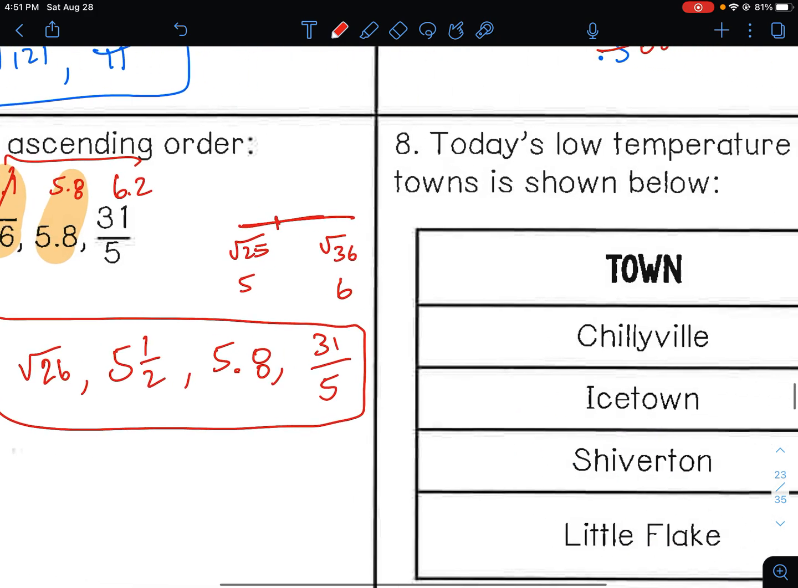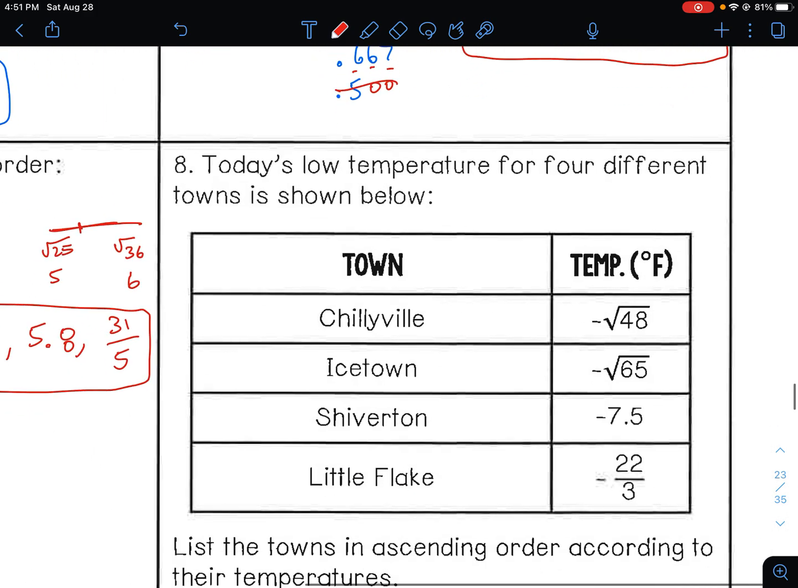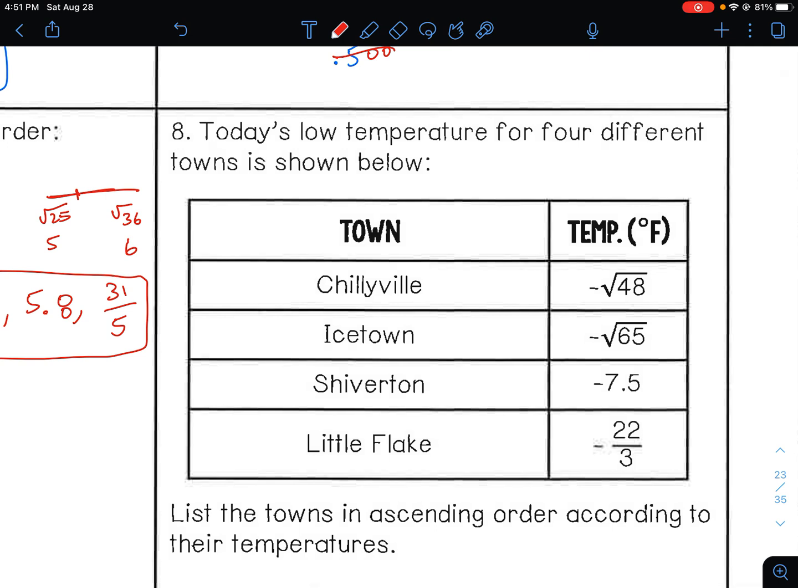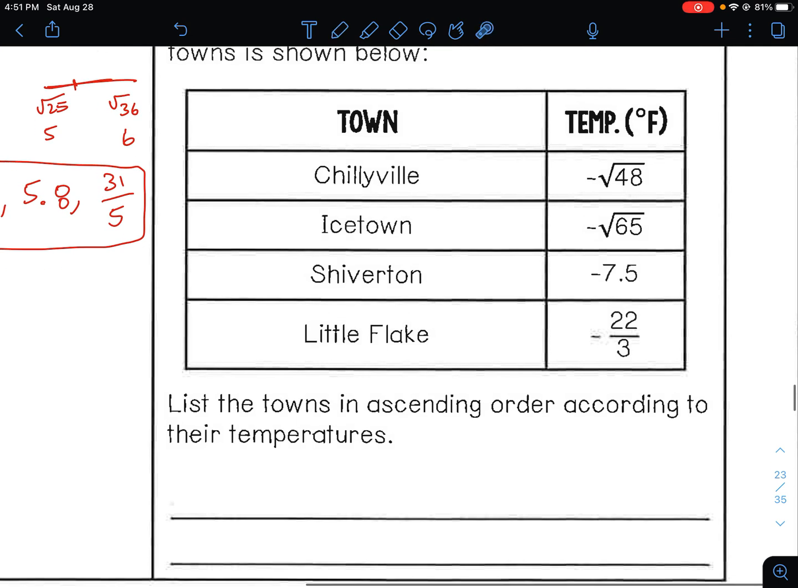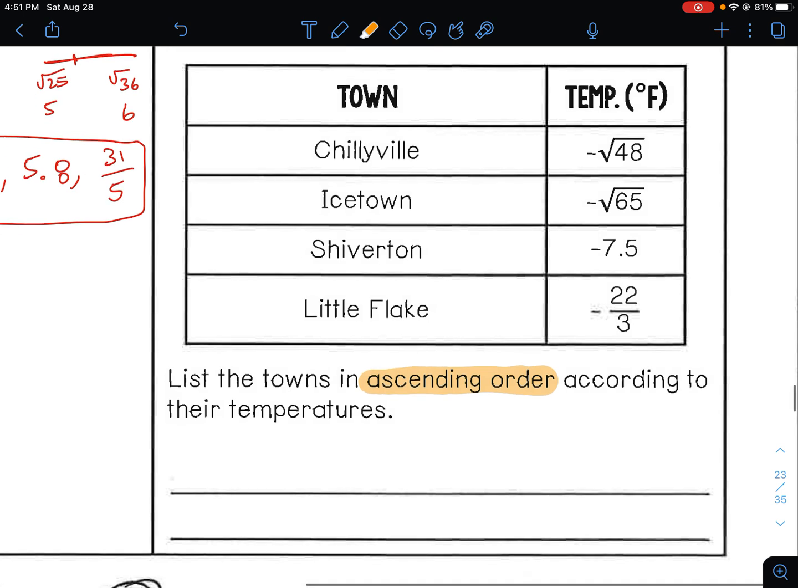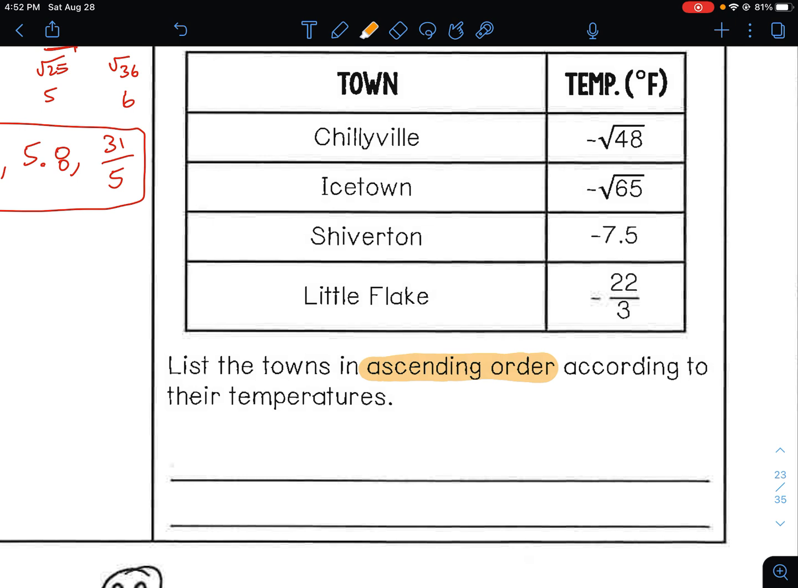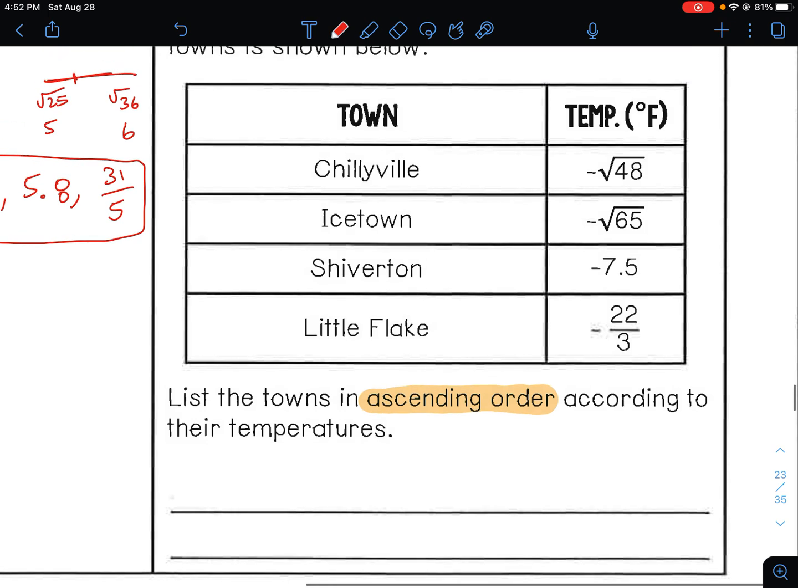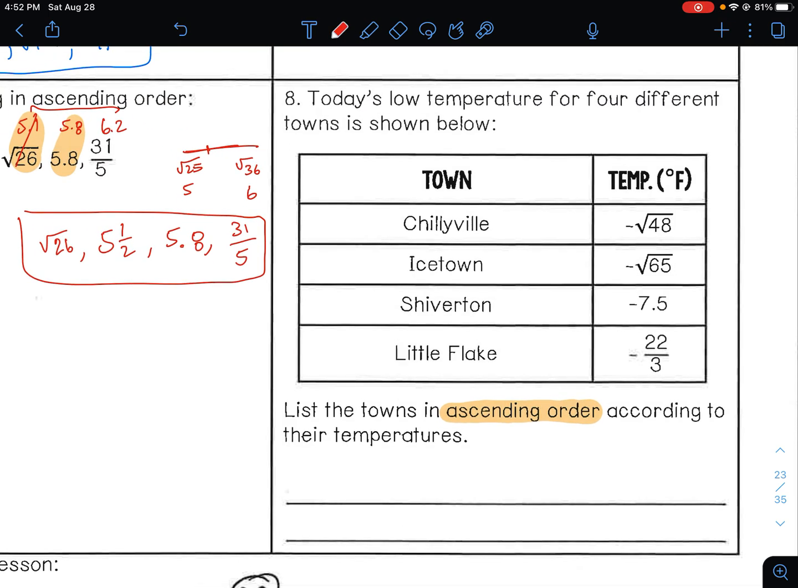Last question. Today's low temperature for 4 different towns is shown below. List the towns in ascending order. Remember, that means smallest to largest, least to greatest, according to their temperatures. So these are all negative, which again makes it crazier. Let's go figure out what radical 48 is. I'm going to do that over here. 48, let's see, 5 times 5 is 25, 6 times 6 is 36, 7 times 7 is 49.